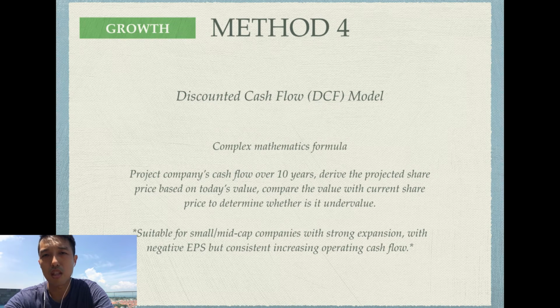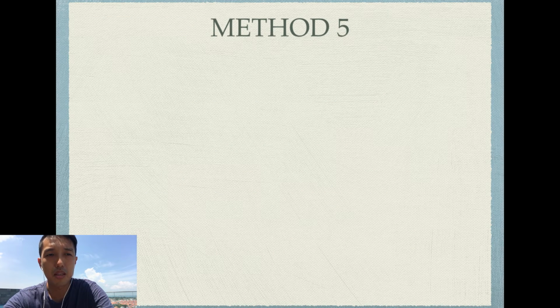So likewise, the discounted cash flow model is something we use for growth companies. The fifth method they actually use is called price to book value.